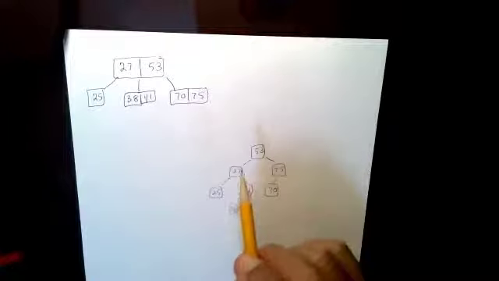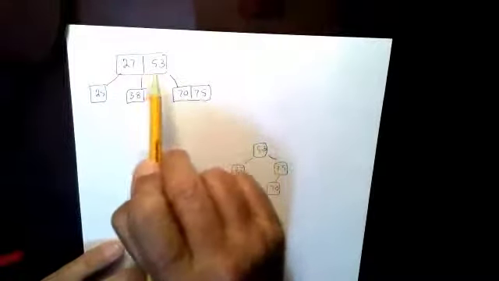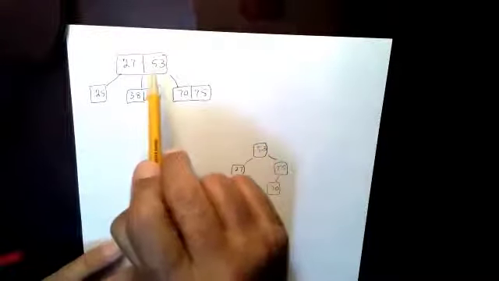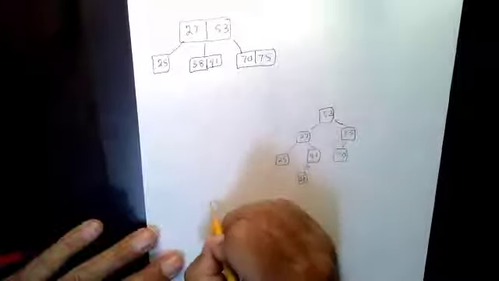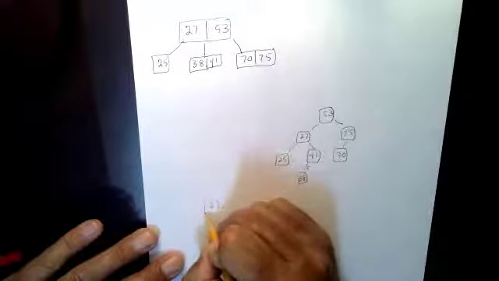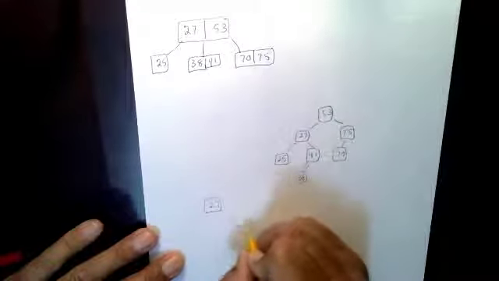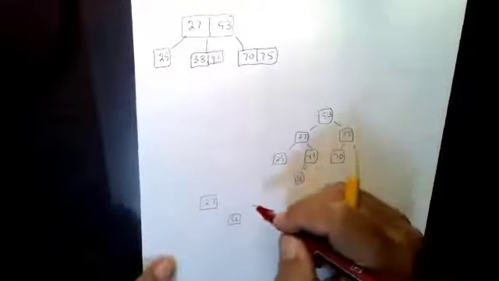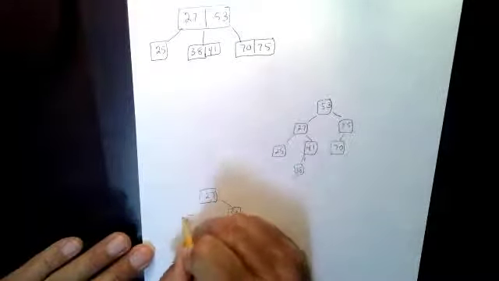Okay. So thanks. I am going to figure out, this could be one of two ways, right? 27 could be my root, or 53 could be my root. Let's take a look at both of them. If 27 is my root, 53 would be over here. And what do I know about 27 and 53? They would be red. 25 would be over here.